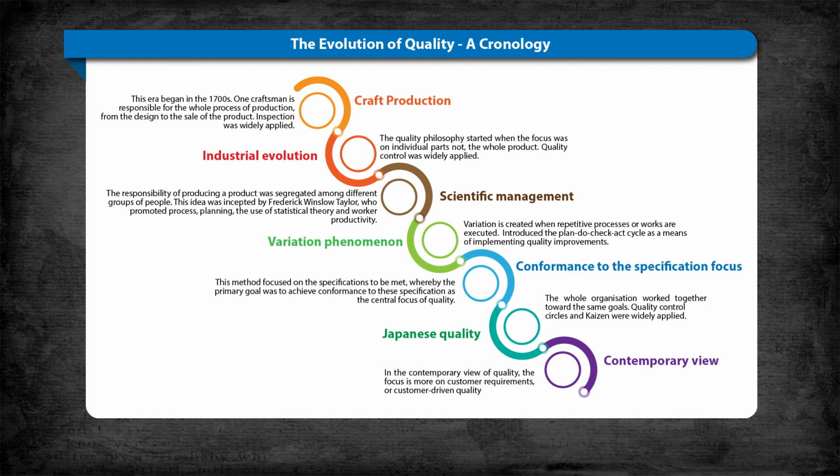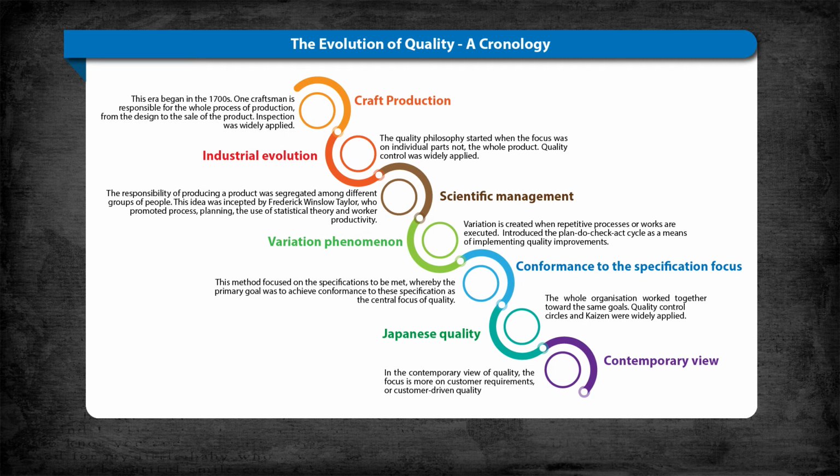Number 4, variation phenomenon. Variation is created when repetitive processes or works are executed. It introduces the plan, do, check, act cycle as a means of implementing quality improvements. Number 5, conformance to specification focus. This method focuses on the specification to be met, whereby the primary goal was to achieve conformance to these specifications as the central focus of quality.